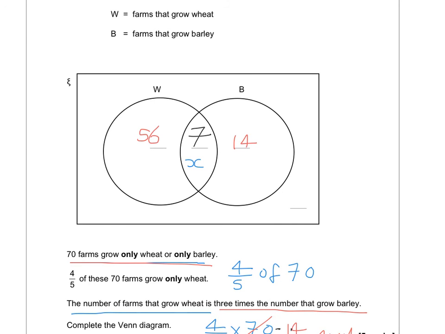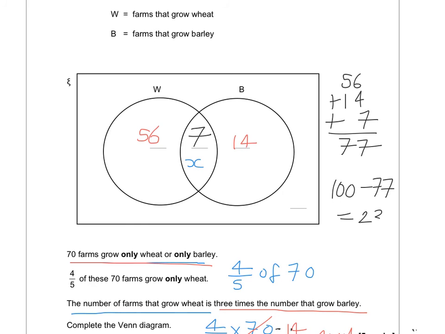If we then work out what 56 plus 14 plus 7 is, this comes to a total of 77. We know that there are 100 farms in total, so 100 take away 77 gives us the 23 farms which grow neither wheat nor barley.